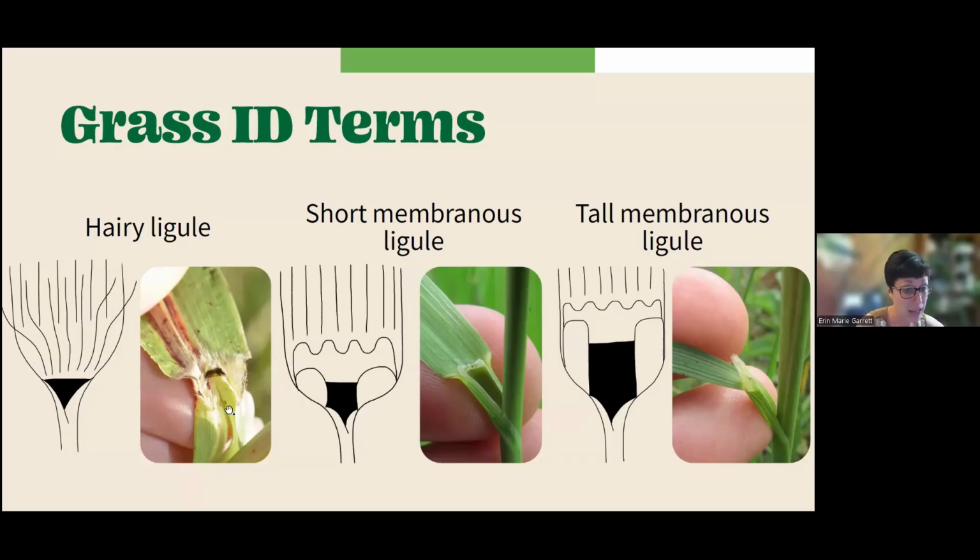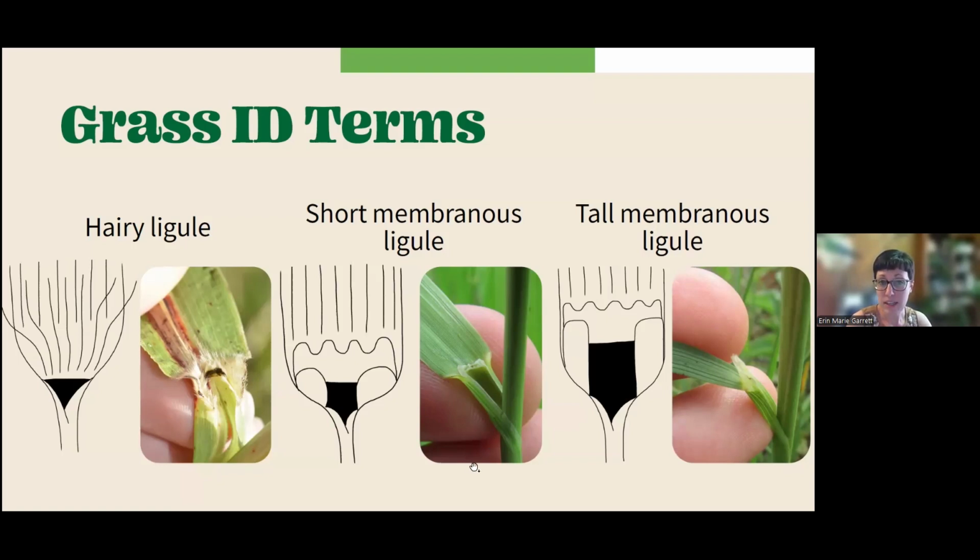Sometimes it looks like that. Sometimes it's just a few very, very short, small bristly hairs. It could be just a few long hairs. It varies. And then the membranous ligules are kind of, again, everything's relative here. We're not going to necessarily use exact measurements because we're trying to keep it approachable. So short versus tall. Okay.